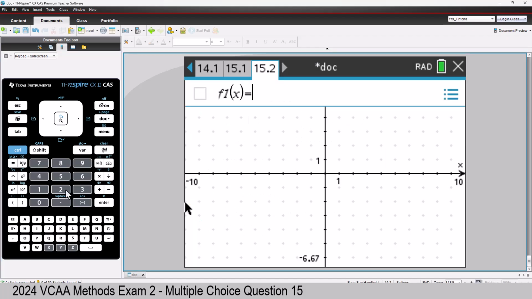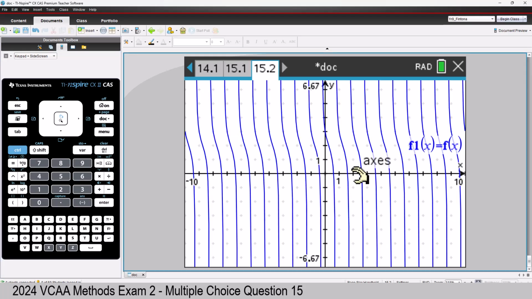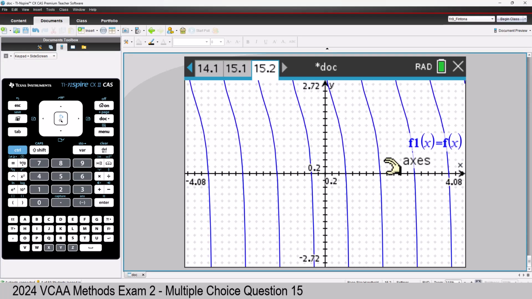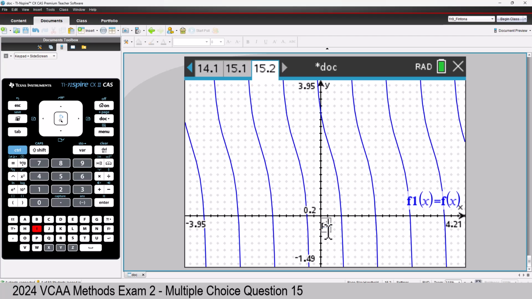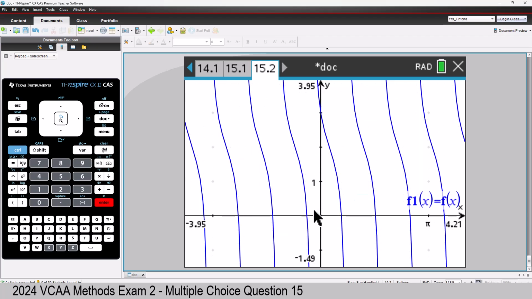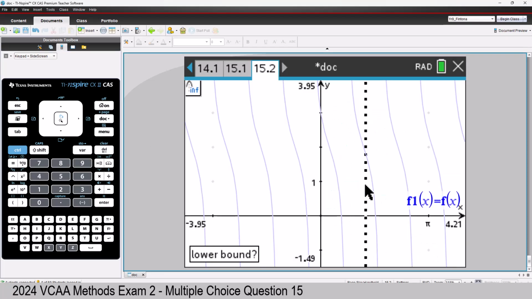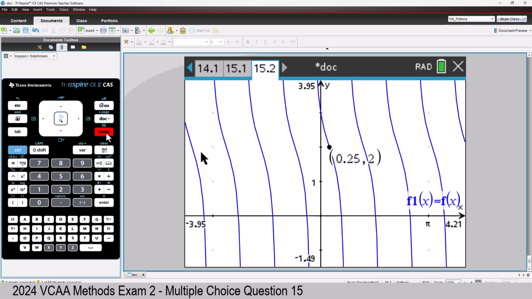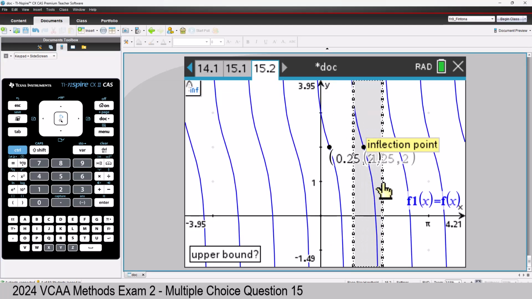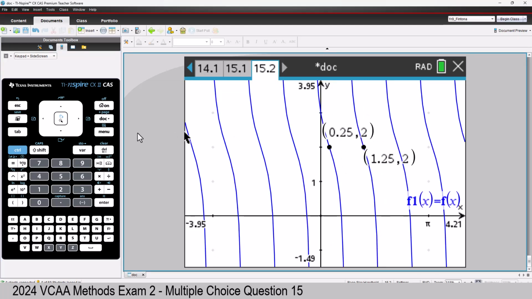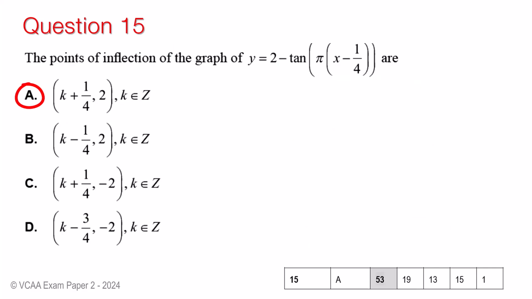Given the responses from the students that did this exam, it's definitely worth checking the graph. From the graph, we can see the coordinates for the points of inflection occur along the line y equals 2. So options C and D are definitely wrong. We can use the Analyze tool to locate the points of inflection. There's one at 1/4, 2, another at 1 1/4, 2, and so on. These align with the values produced in the calculator application, confirming that A is the correct answer.